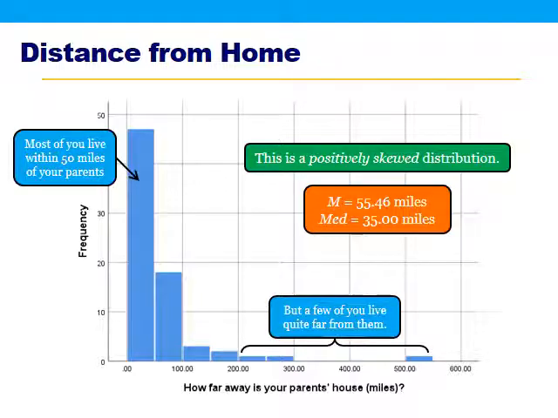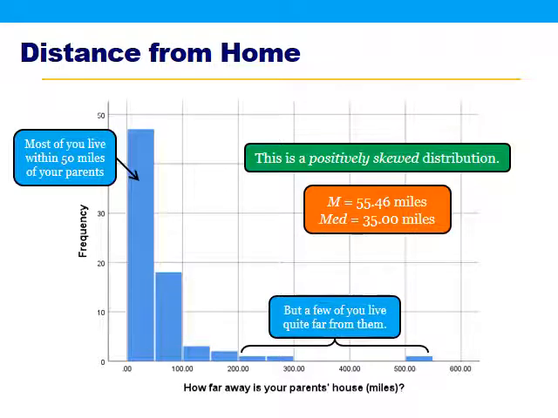Now, we haven't yet seen how to calculate means and medians in SPSS. We'll get to that soon enough. But for the sake of argument, I just went ahead and did it for you. In our class, the mean distance between campus and your parents' house is 55 miles, but the median is 35 miles. Notice how those numbers are quite different, right?